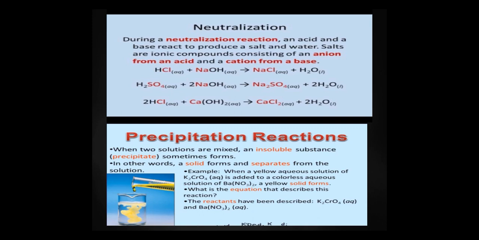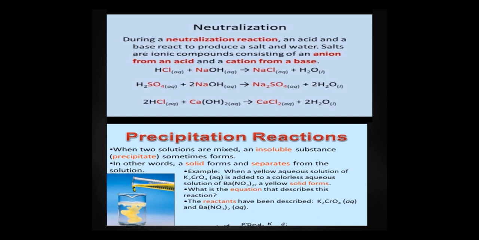Same with the next two equations also. H2SO4 is an acid. When it reacts with NaOH, it will form Na2SO4 and give water. And when HCl reacts with Ca(OH)2, for OH twice, it will form CaCl2 with water.